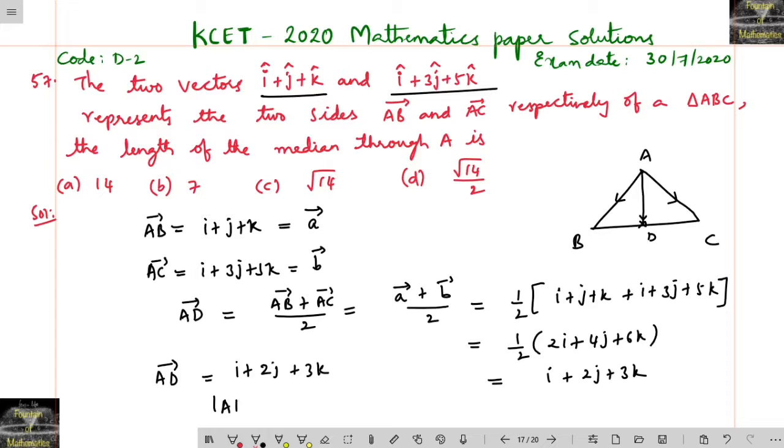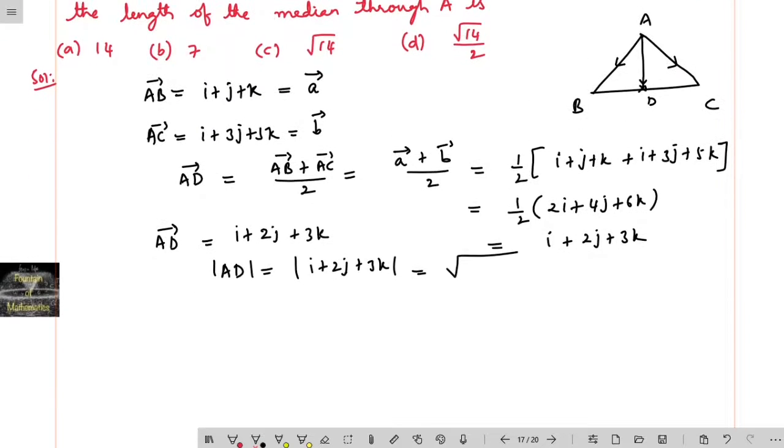And what is the length of this, mod AD? We can write mod of i plus 2j plus 3k, which is equal to under root of 1 square plus 2 square plus 3 square. So this is root of 1 plus 4 plus 9, that is root 14. So root 14 is your answer, that is option C. So root 14 units. Next problem.